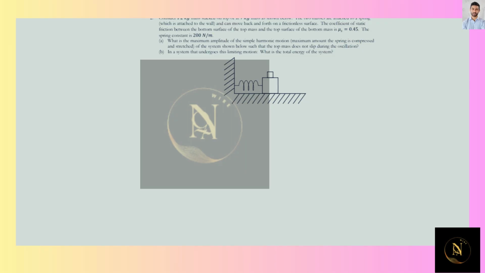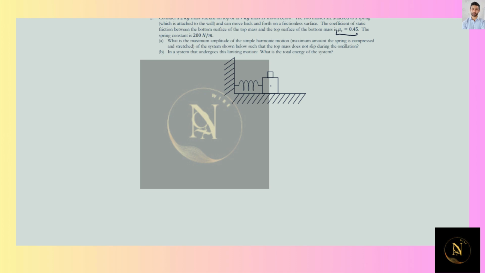We're going to consider a 2 kilogram mass stacked on top of a 7 kilogram mass, shown over here. Both of them are attached to a spring, so they're going to have simple harmonic motion when the spring is compressed or stretched. Given the coefficient of static friction between the masses and the spring constant of 200 newtons per meter, we want to know the maximum amplitude of the simple harmonic motion.